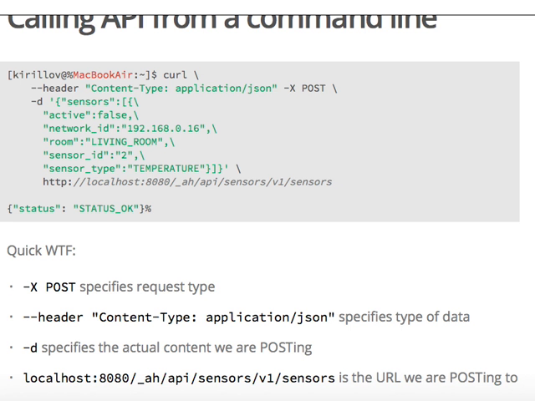Here you specify the same headers as we did before. So we say content type application JSON. We say that we will be posting data. We specify our payload, so the JSON message we are posting, and we specify our URL. We hit enter, and the server replies with status OK. So you can do the same thing from a command line.